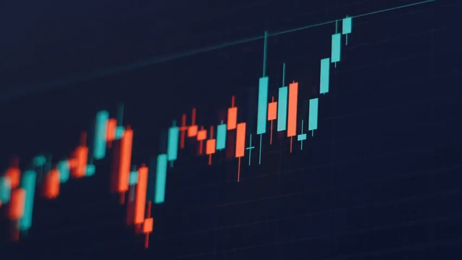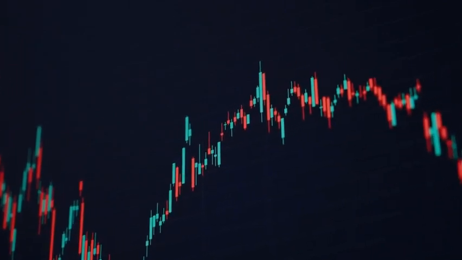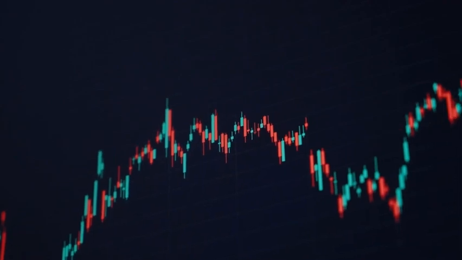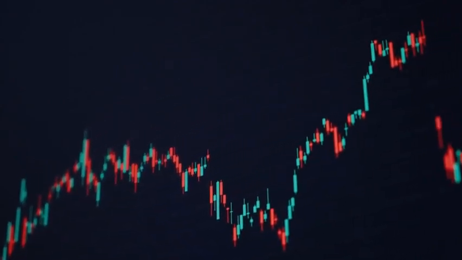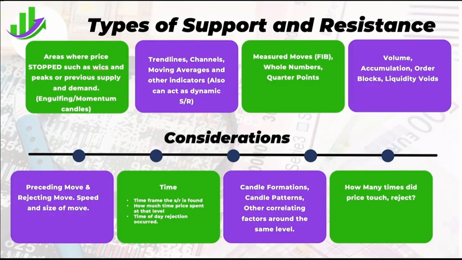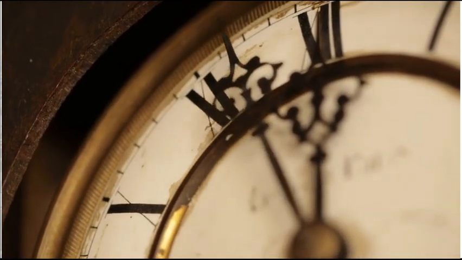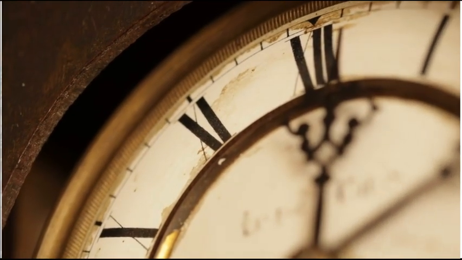When price rejects off, does it reject hard and fast? I'm talking huge candles, huge wicks, multiple wicks, lots and lots of peaks over and over again? Or does price just kind of touch that level and bounce up? Does price just kind of touch that level and just slightly move away? Those are all considerations first and foremost. Second is time, which we already kind of touched on a little bit, but the time frame that support and resistance, supply and demand is found on first is huge.